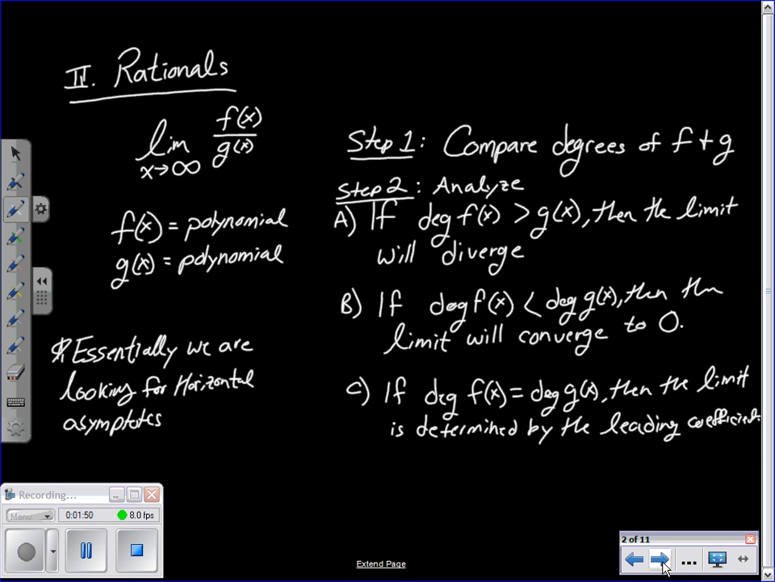Essentially, what we're looking for whenever we're finding end behavior in rational functions is horizontal asymptotes. If the function has a horizontal asymptote, then the limit as x goes to either positive or negative infinity will probably go toward that asymptote.